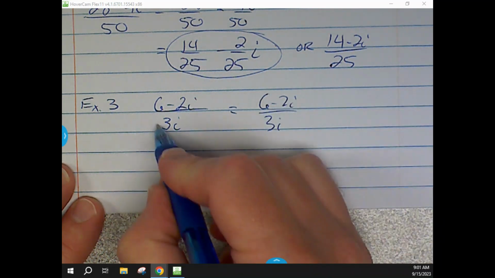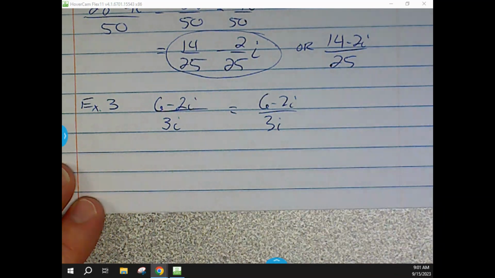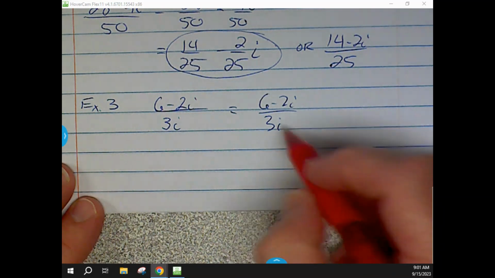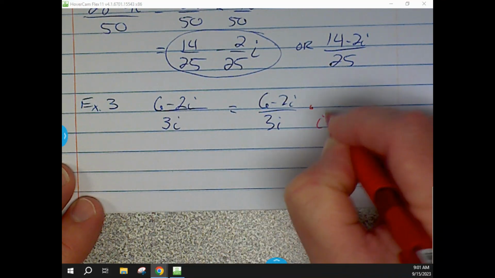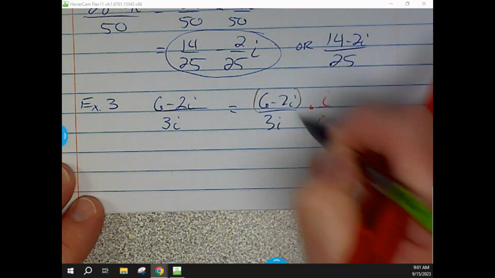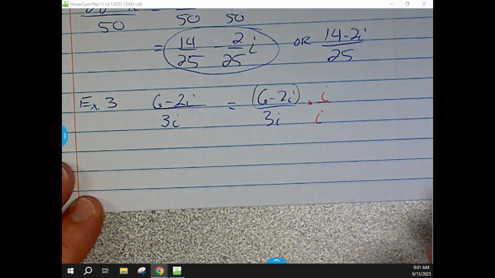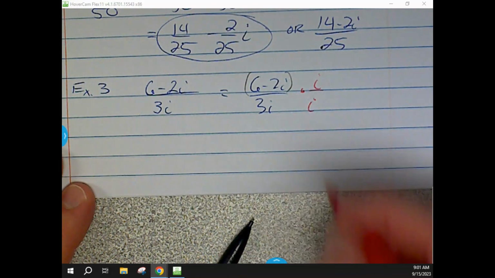Some people may say, well, if that's a positive 3i, I'll just multiply both of these by negative 3i, which would work. But again, the main thing is that for one like this, if you just have to get rid of the i in the denominator, you could just multiply top and bottom by i. Again, if you did negative 3i on both, that would be fine too. In this case, as long as you've got just an i in the denominator, it doesn't really matter for this one.